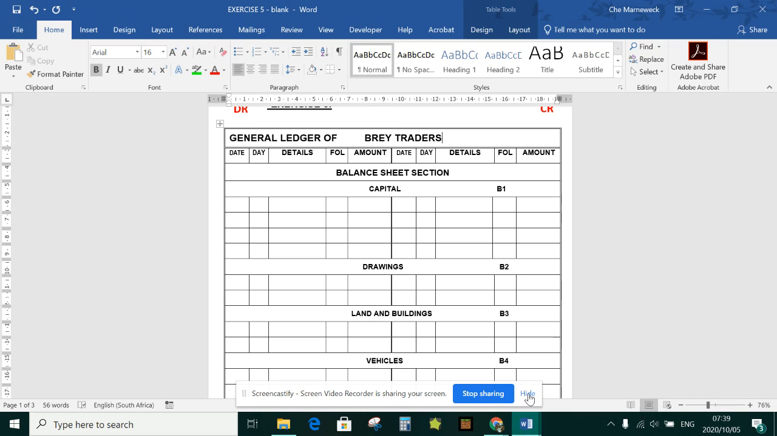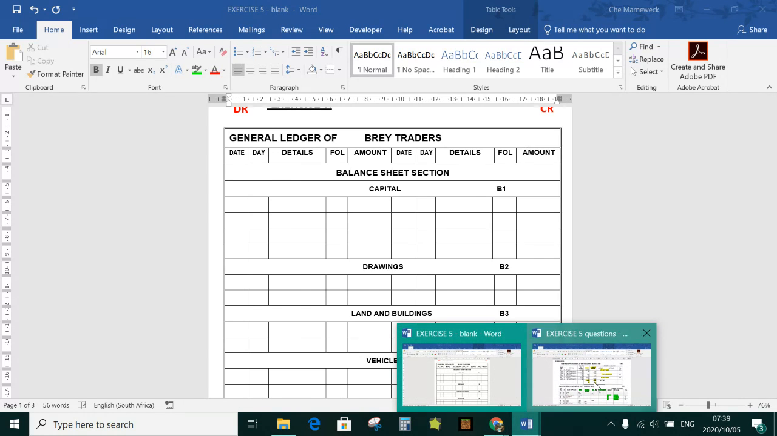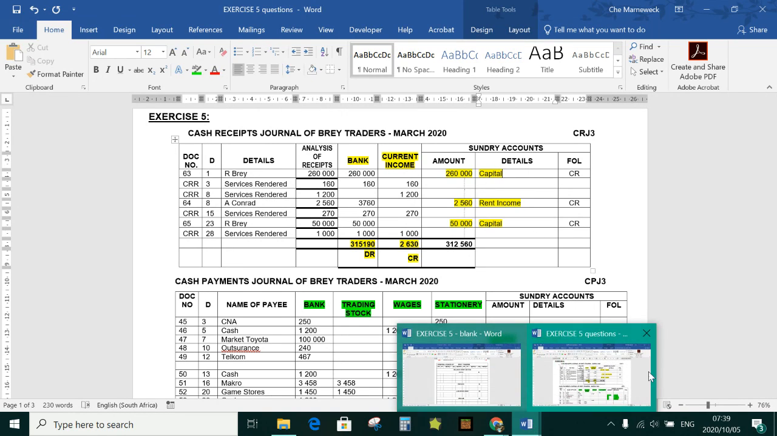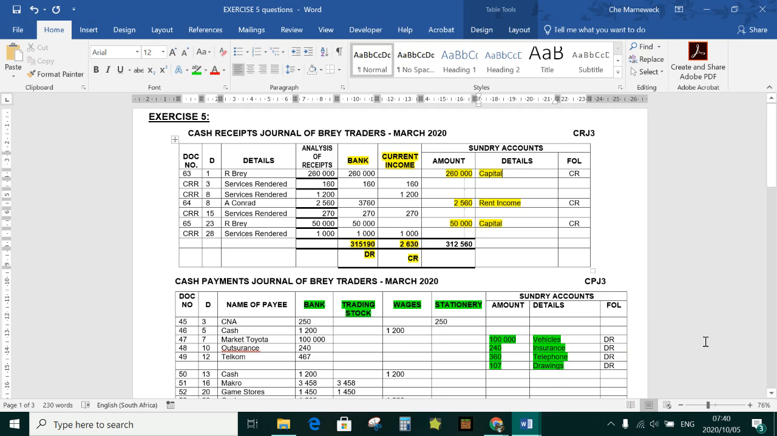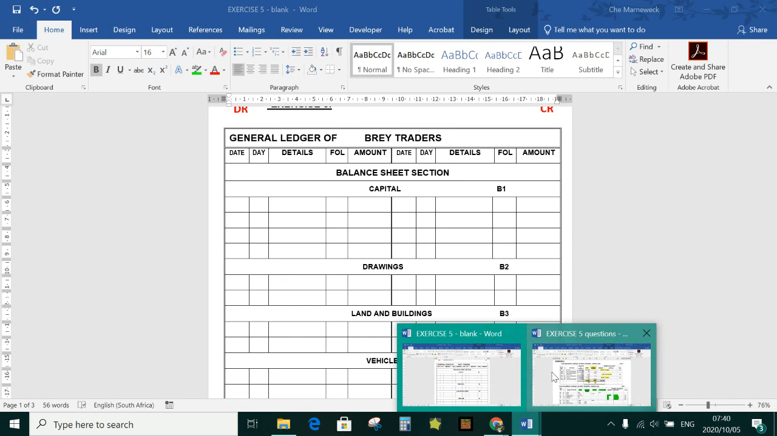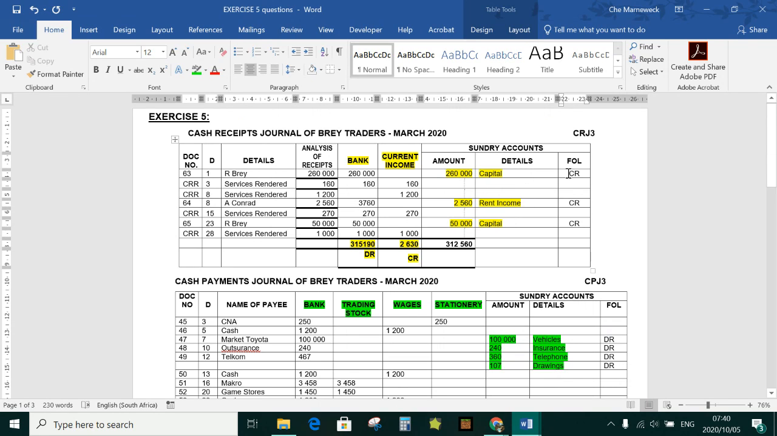So we go back to this, and our very first account is capital. If you weren't sure, you could think of the order of accounts. Balance sheet account section comes first. We normally start with capital being B1. If we look at our answer sheet, it's really nicely laid out for you. Capital is B1, drawings is B2, land and buildings is B3, vehicles is B4. So capital is B1.